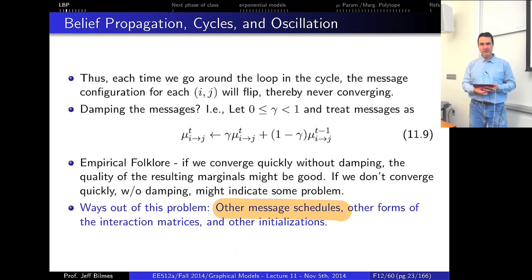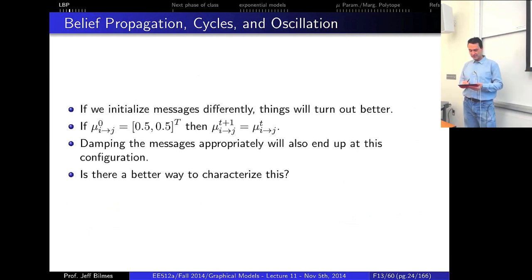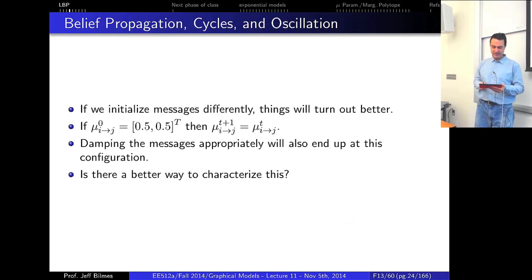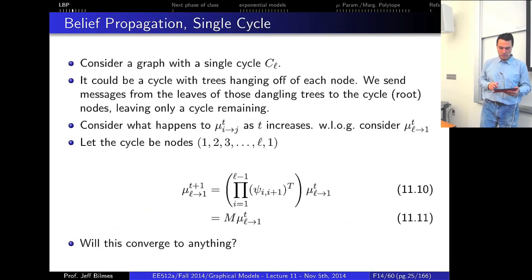But first of all, before we even do this, let's just go forward. One simple way out of this would be to initialize differently. If we initialize to 0.5, then we've converged, right? And then basically every matrix multiply is not going to change the solution. And also damping, if we do the right damping, then that's also going to end up with this configuration. But the question is, is there a better way of characterizing this? That's what we want to do. And those are the things that you guys are already thinking about and suggesting.